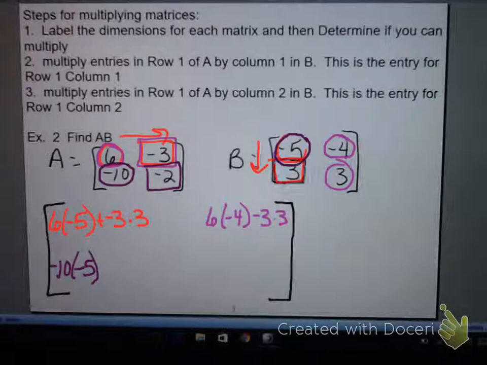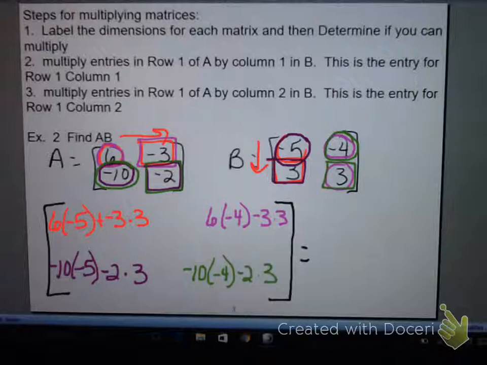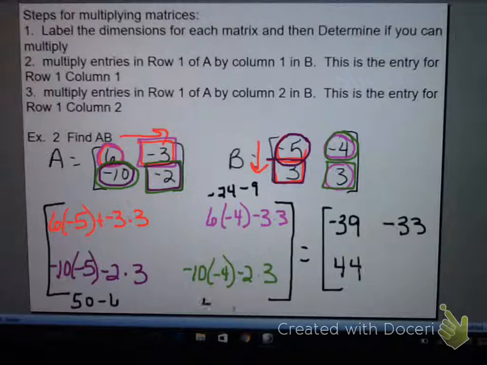So we're going to multiply negative 10 times, oh wait a minute, I'm sorry. Now we're going to multiply negative 10 times a negative 4. And then negative 2 times 3. Now we're going to add or subtract. And there's our matrix.